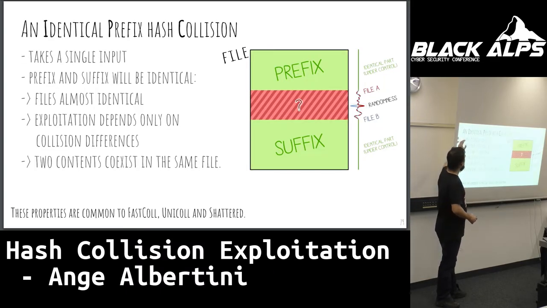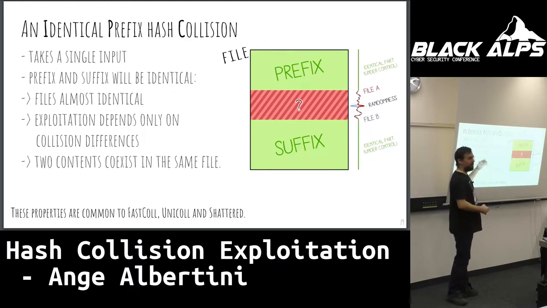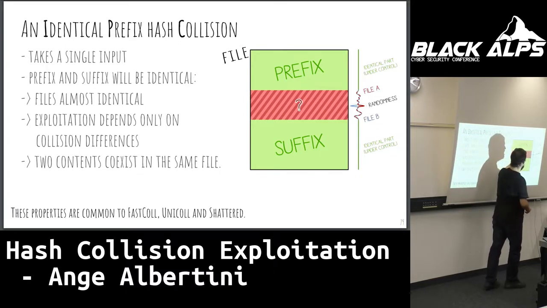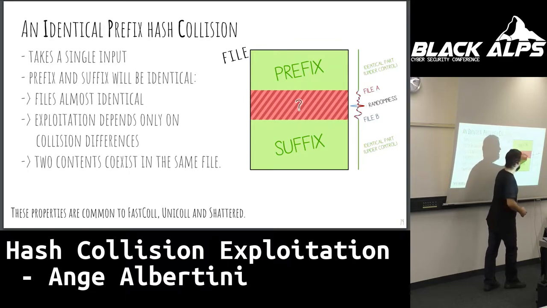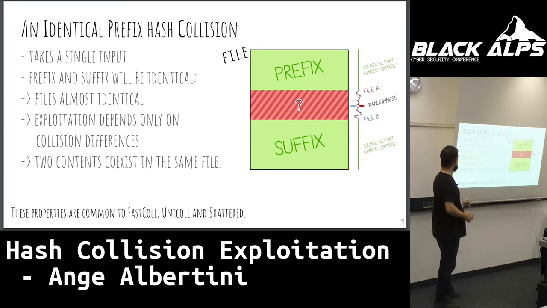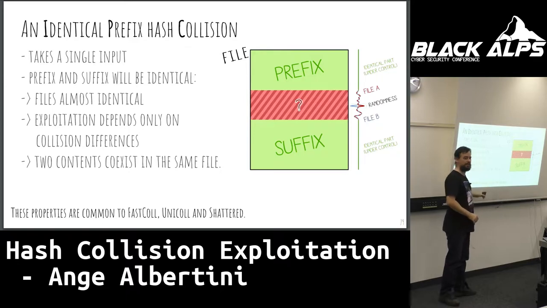So an identical-prefix hash collision, an IPC, always takes a single input. Because the prefix and the suffix, if there is one, are identical, only a very few values in the collision blocks will be different. So the two files are almost identical. Now the trick is that you still want them to look very different, even though they have only a few bits of difference. Does that make sense? And again, this is common even to Shattered, and to all the IPCs that are here.